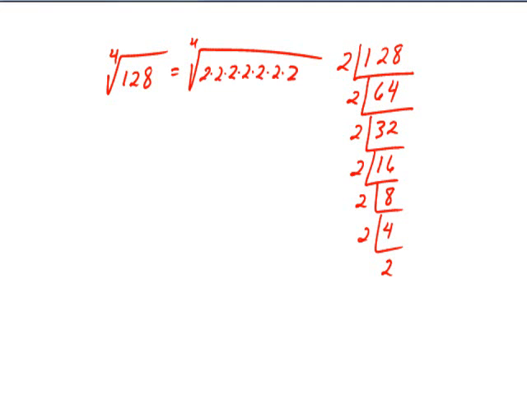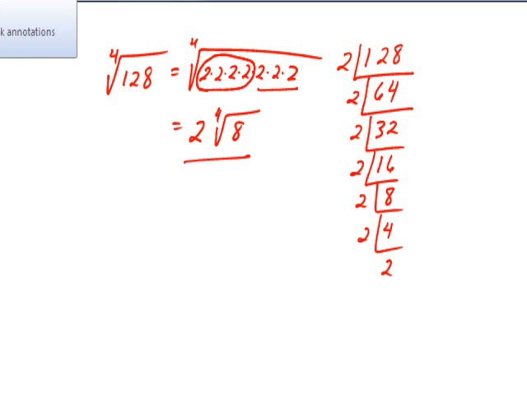Since I'm looking at the fourth root of 128, I want to take 4 of these 2's out as a single 2 in front of the radical. And I'm left with 3 2's multiplied together, giving me 8. Since 8 doesn't have any perfect fourth roots in it, seeing that from the 3 2's, there aren't 4 of them, this would be the simplified form of the fourth root of 128.